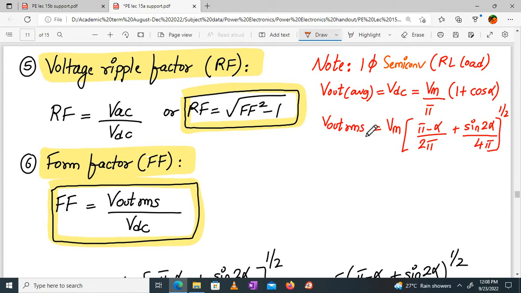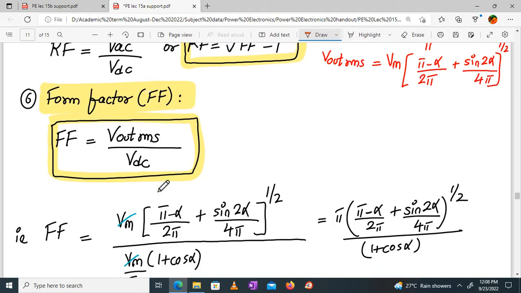Then V out RMS is Vm into [(pi minus alpha) upon 2 pi plus sine 2 alpha upon 4 pi] raised to half. We have derived this many times. From here calculate V out RMS, divide by VDC and then calculate form factor. Once you calculate form factor, substitute in this formula, then calculate ripple factor. So you have written these formulas.